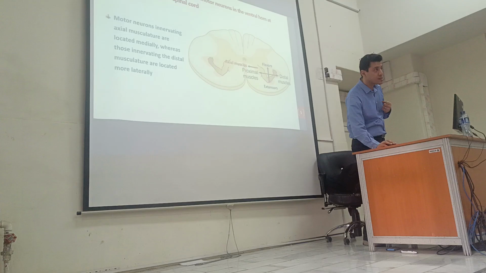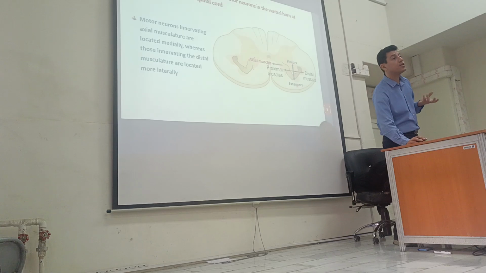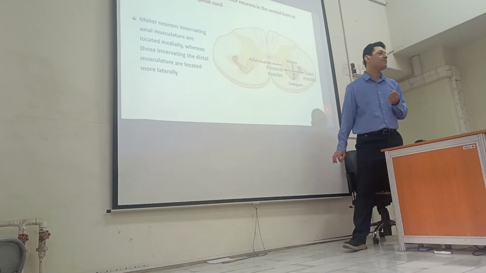Alpha motor neurons that cause extension of the arm are located most anterior, right?